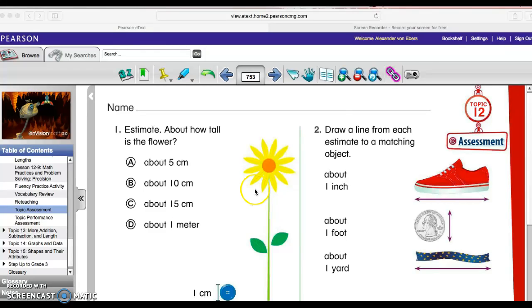Okay, this is your test. Make sure your name is on the test at the top. Number one, remember, listen, pause, answer, and then keep going.